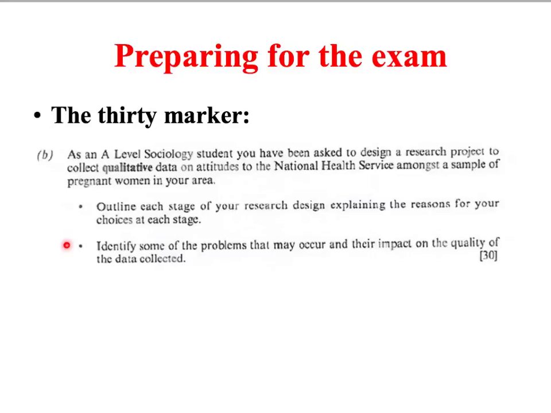The rest of the question is standardized. So you're always going to be asked to outline each stage of your research design, explaining the reasons for your choices at each stage, and you're also always going to be asked to identify some of the problems that may occur and the impact on the quality of the data collected.